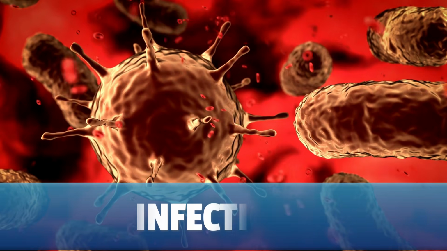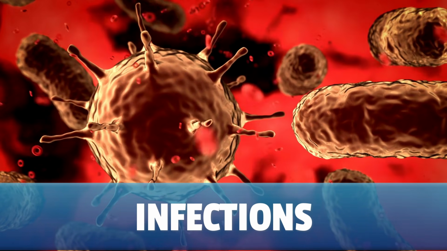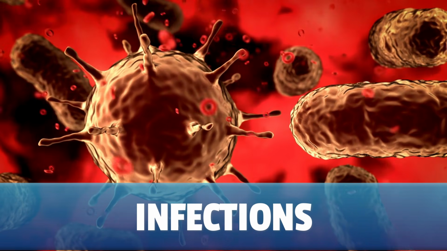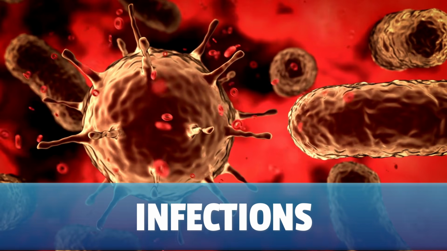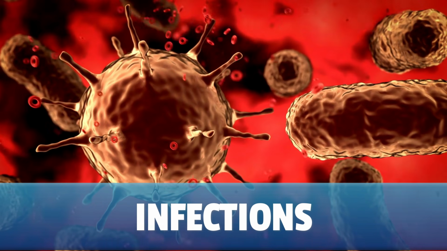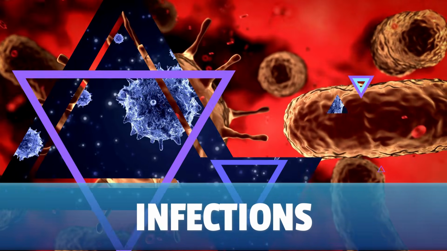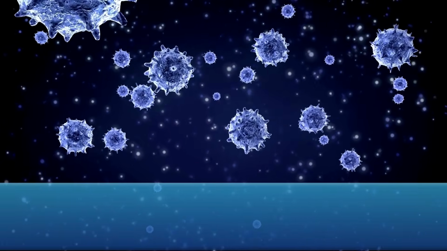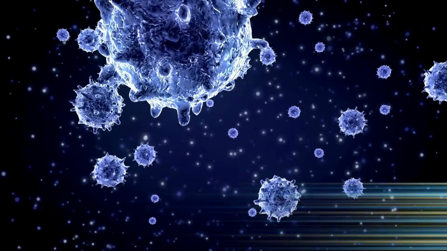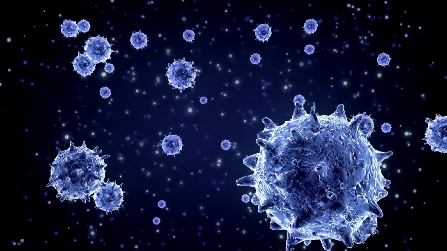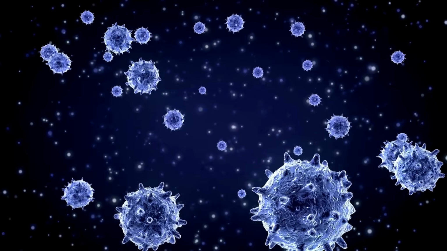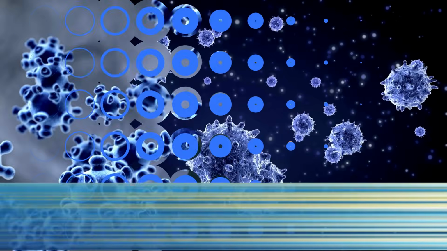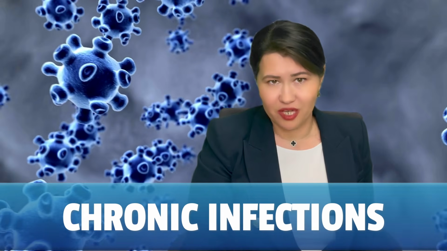Infections. Let's talk about infections. When your body encounters a virus, a bacteria, or a parasite, the immune system reacts trying to defend you. However, some of these infections can persist in your body for many years, which can cause a prolonged stimulation of your immune system. These are called chronic infections.